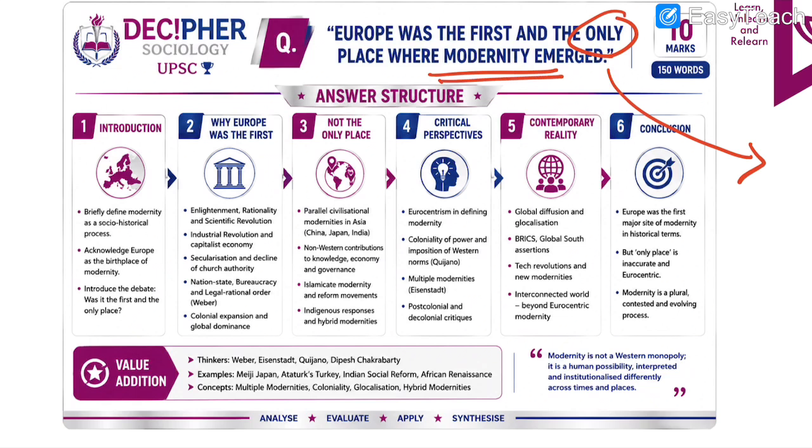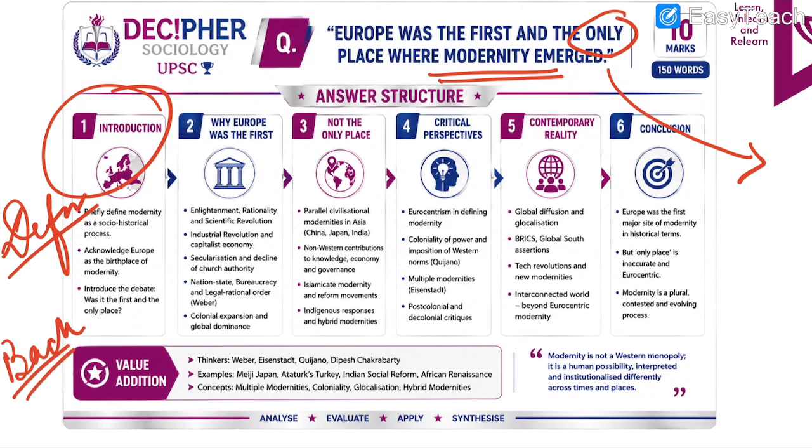So because the question asks about modernity, the main focus is on modernity, and that is why your introduction should be about modernity. You can give the definition or a small background of what you understand about modernity. Because it is 10 marks, few lines will be sufficient, and then you need to tackle the first part. First part says that Europe was the first place where modernity emerged. So yes, we say that yes, this is the part that I agree with, the first place, right?